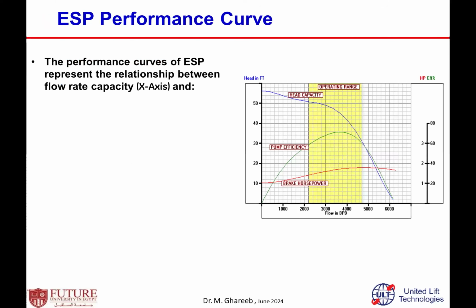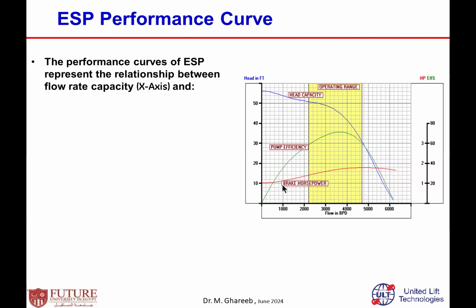This is just an example, a front view, of the performance curve of the ESP. Usually the performance curve of the ESP has three curves. The main curve is the blue one, the head per stage, and this head per stage is a function of the type of stage, the speed of this stage, and so on. Plus, you have another curve, the green one. It is the pump efficiency. When this pump is running at this rate, what is the pump efficiency? And at that rate, what is the pump efficiency?